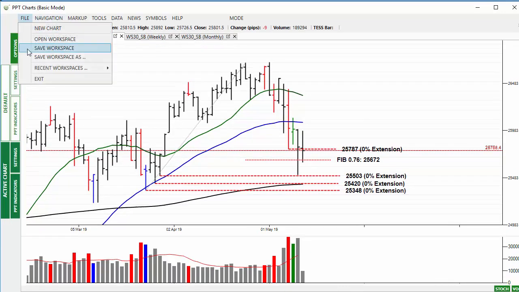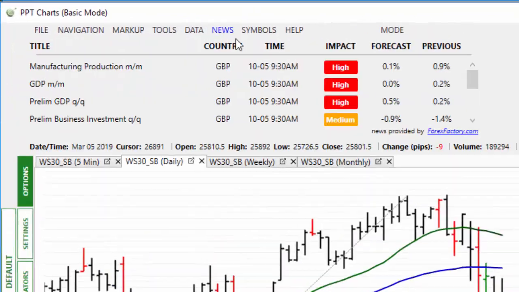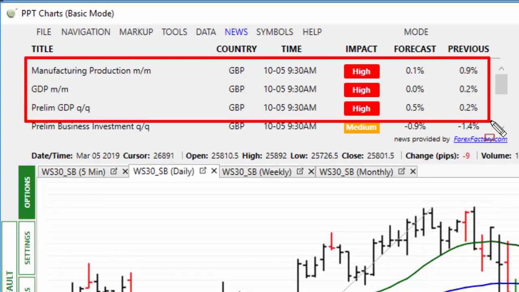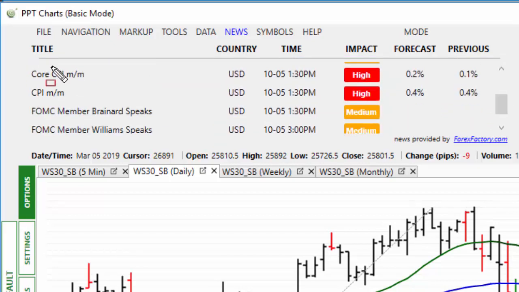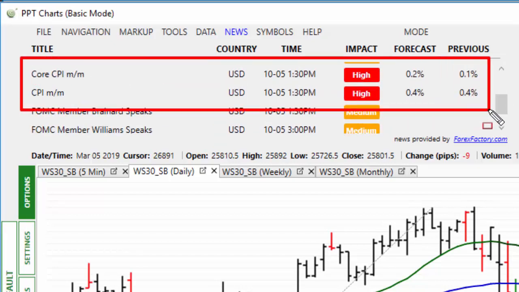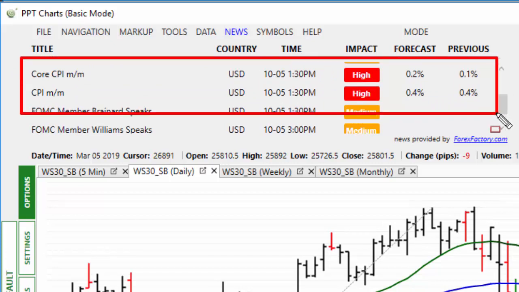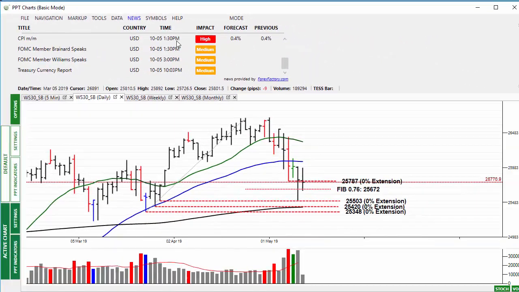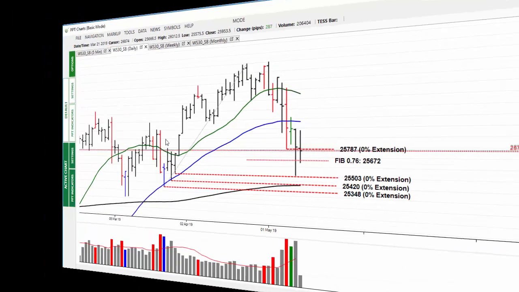We do have some US news today. The fiddled CPI figures, but before that we've got a few bits and pieces from the UK: manufacturing production, GDP month on month, and the preliminary GDP. But over to the US, at 1:30 we've got the core CPI. I mean, this is absolutely and utterly rigged. If you go to John Williams' shadowstats.com, you'll get to see the true figure of inflation, which is running around 10%. It just goes to show you how much this is being massaged and manipulated.